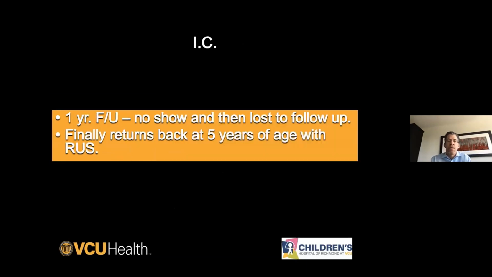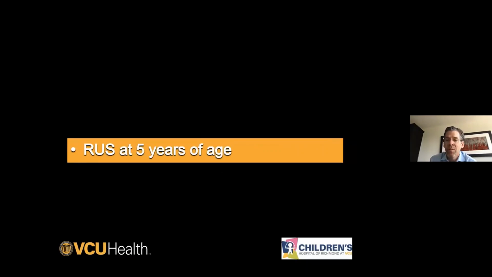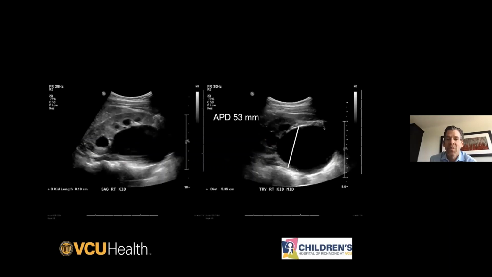So they were lost to follow-up, and then the surgeon whose patient this was moved, and so the patient was being followed by the primary care physician, and basically followed up with me because the physician noticed they hadn't had an ultrasound in 4 years. So this was the ultrasound. And again, parenchymal thickness is pretty good. APD now is 53. This looks like a balloon that's about to pop.